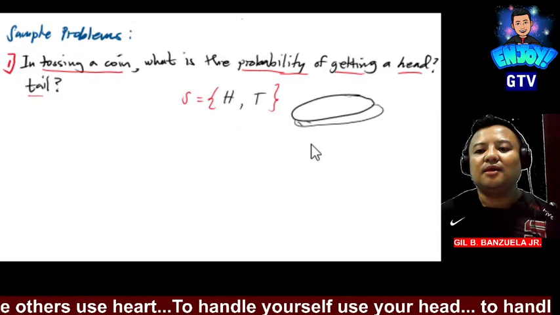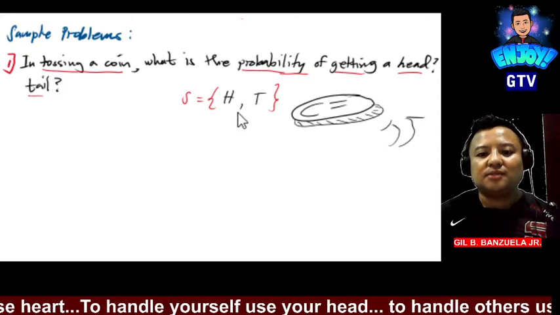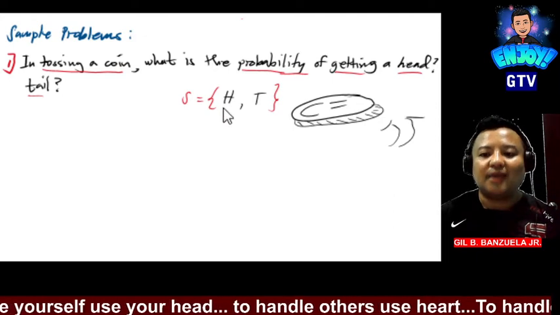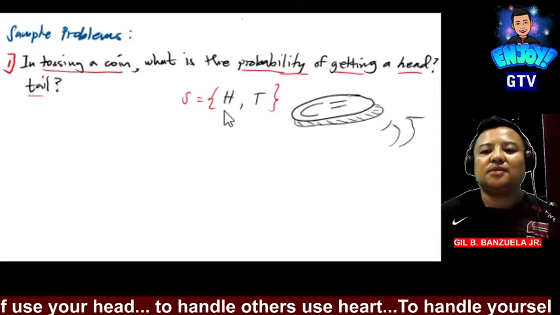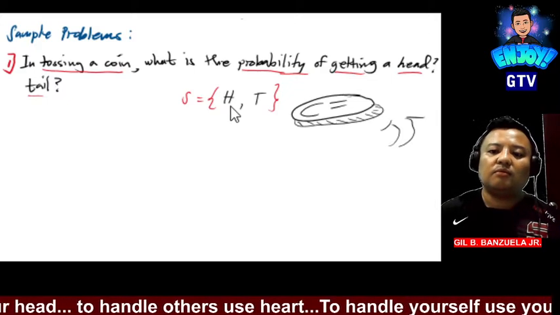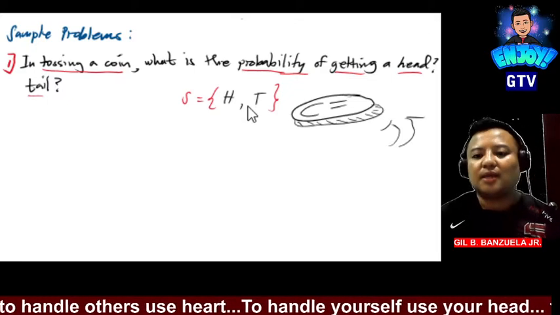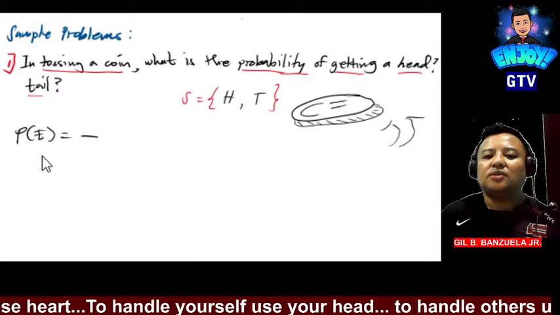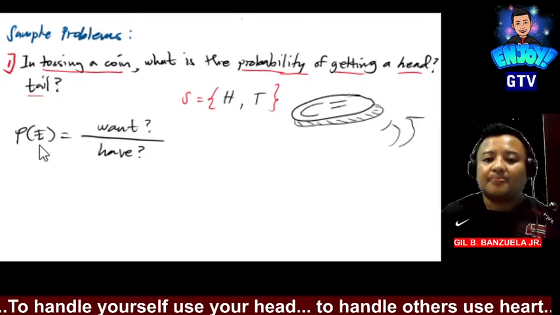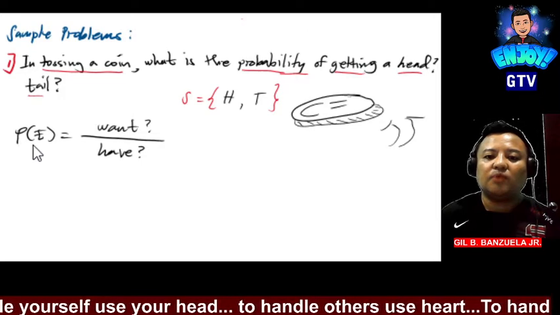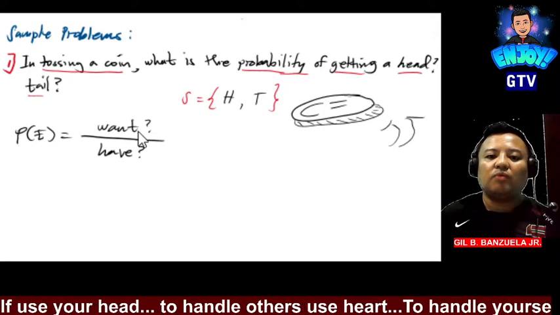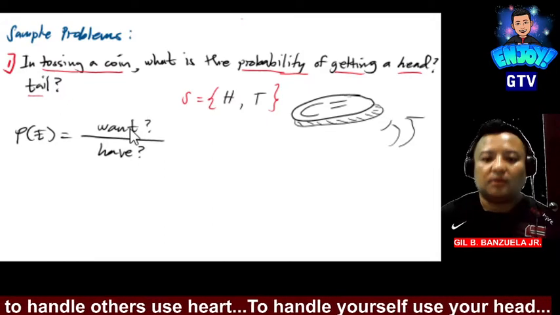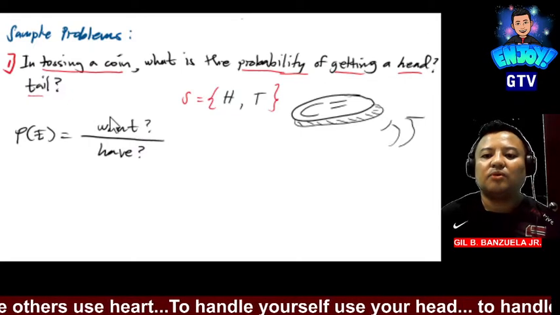So, again, in tossing a coin, the possibilities that may happen, or the events that may happen, is the event that the coin will be head or tail. Ayan. Now, let's get the probability of getting a head. So, the probability of getting a head can be solved using the probability formula, or the P of E is equal to what we want, or the number of observable.